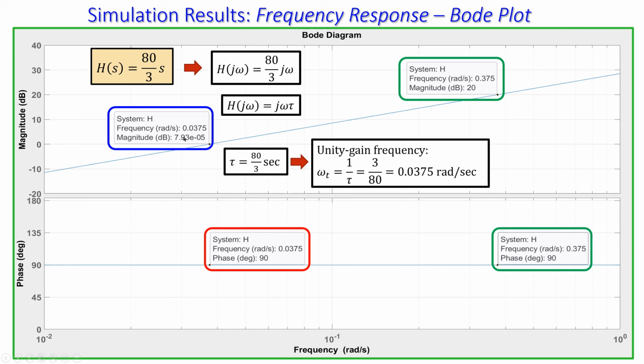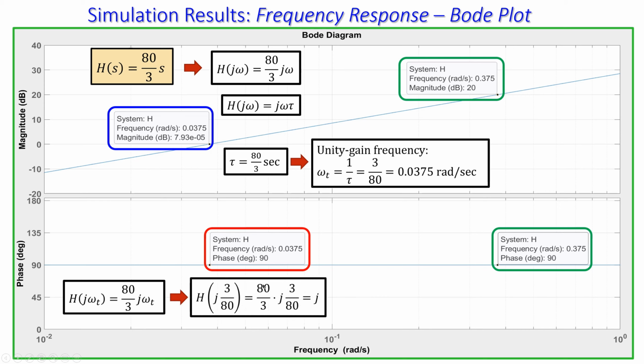Now we will of course check that this is indeed 0 dB, or 1. So let's do that in step-by-step form here. Just substitute this value 3/80 in this expression for the transfer function. So what do I have? I just substitute it in here. I have 80/3 times j 3/80. Now this cancels out, it will just be 1. So I will only have j as the expression for my transfer function at this frequency 3/80.